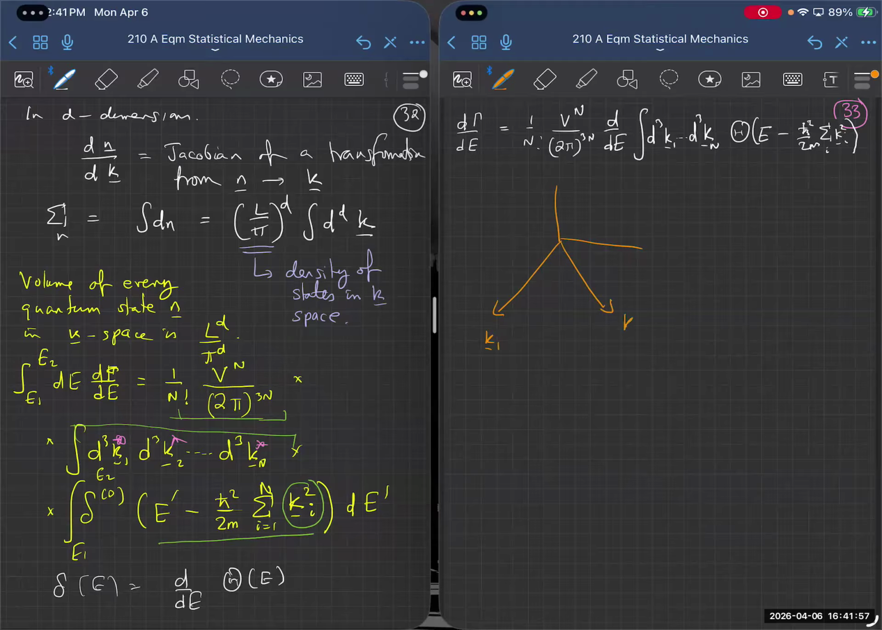K1, K2, K3. These are different directions in an n-dimensional space. I want to know this thing is always going to be positive when E is greater than h bar squared over 2m sum over i of ki squared. So the sum over ki squared, what does that look like?